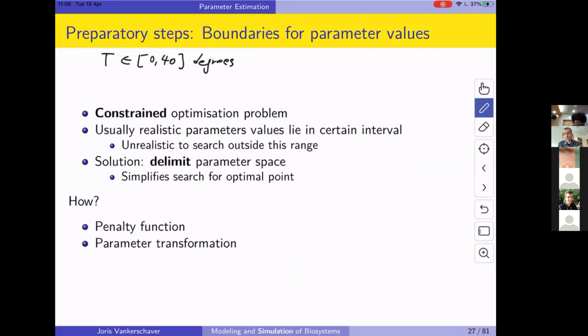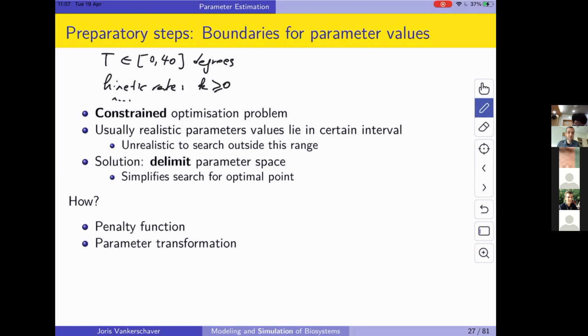Or maybe if you have a kinetic reaction rate, well, let me backtrack a little bit. If I have a kinetic rate, I know that's always going to have to be positive. Could maybe be zero, but it definitely cannot be negative. That's just the nature of things. So there are many examples of parameters that are not completely free, but that come with certain ranges.